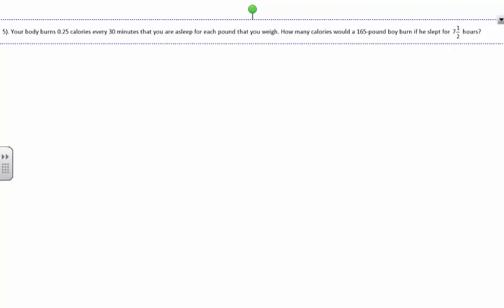Number 5. Number 5 says your body burns 0.25 calories every 30 minutes that you are asleep for each pound that you weigh. How many calories would a 165-pound boy burn if he slept for 7.5 hours? So, this problem is kind of complex, but we're going to work through it. So what we do know for a fact is this, that the first ratio we have is 0.25 calories over 30 minutes.